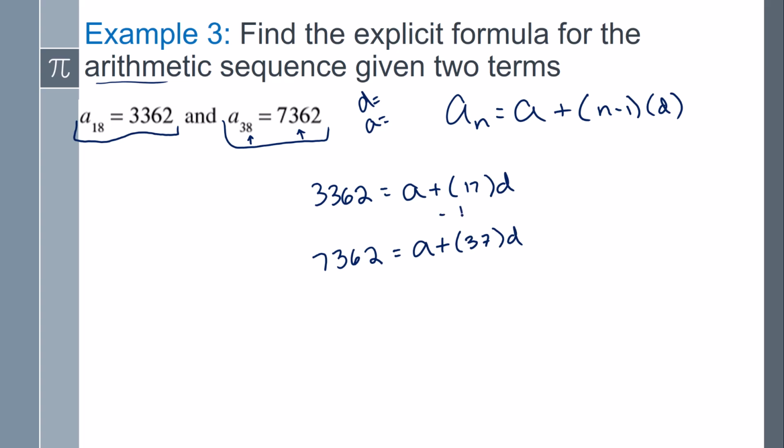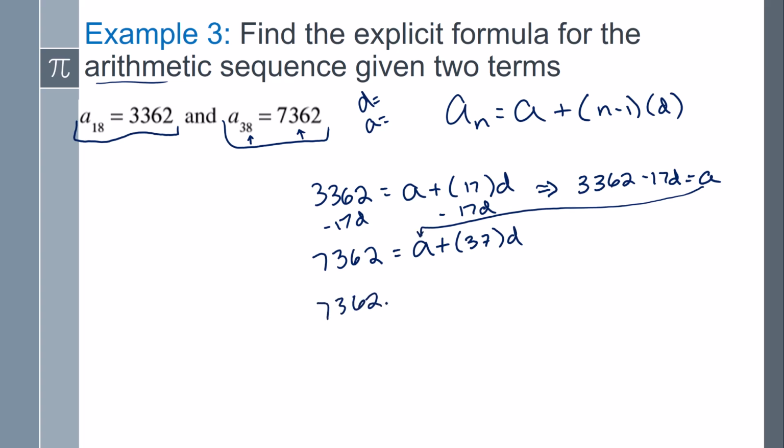I'm going to subtract 17d on both sides. And so what ends up happening is I'm going to get 3,362 minus 17d equals a. Now I can plug that in for a into my next equation. So we're going to substitute that in. So I'm going to get 7,362 equals 3,362 minus 17d plus 37d. So this was a, and I just substituted it in from the other equation.